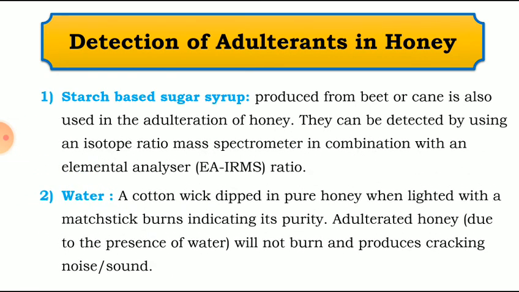Second, water. To identify water in honey, we have to take a cotton wick and dip it in pure honey. When lighted with a matchstick, burning indicates its purity. Adulterated honey, due to the presence of water, will not burn and produces a cracking noise. Then we can easily identify whether water is present in the honey or not.